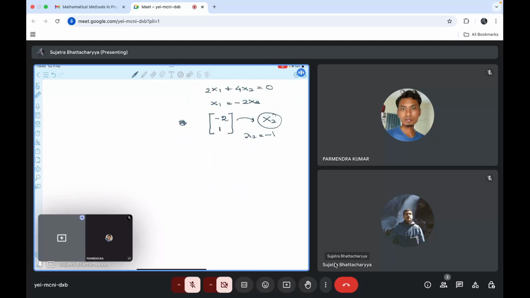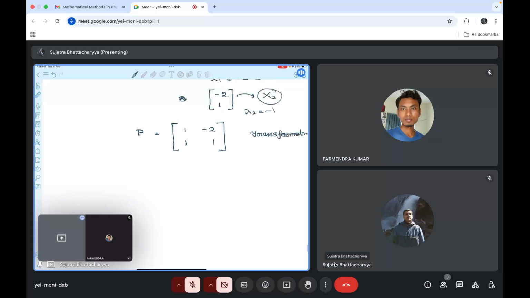Now, what is the procedure? You stack it. So I am writing now P instead of S as this. So you have 1, 1, that minus 2. This is your transformation. And you know that you need P inverse. So just try that.